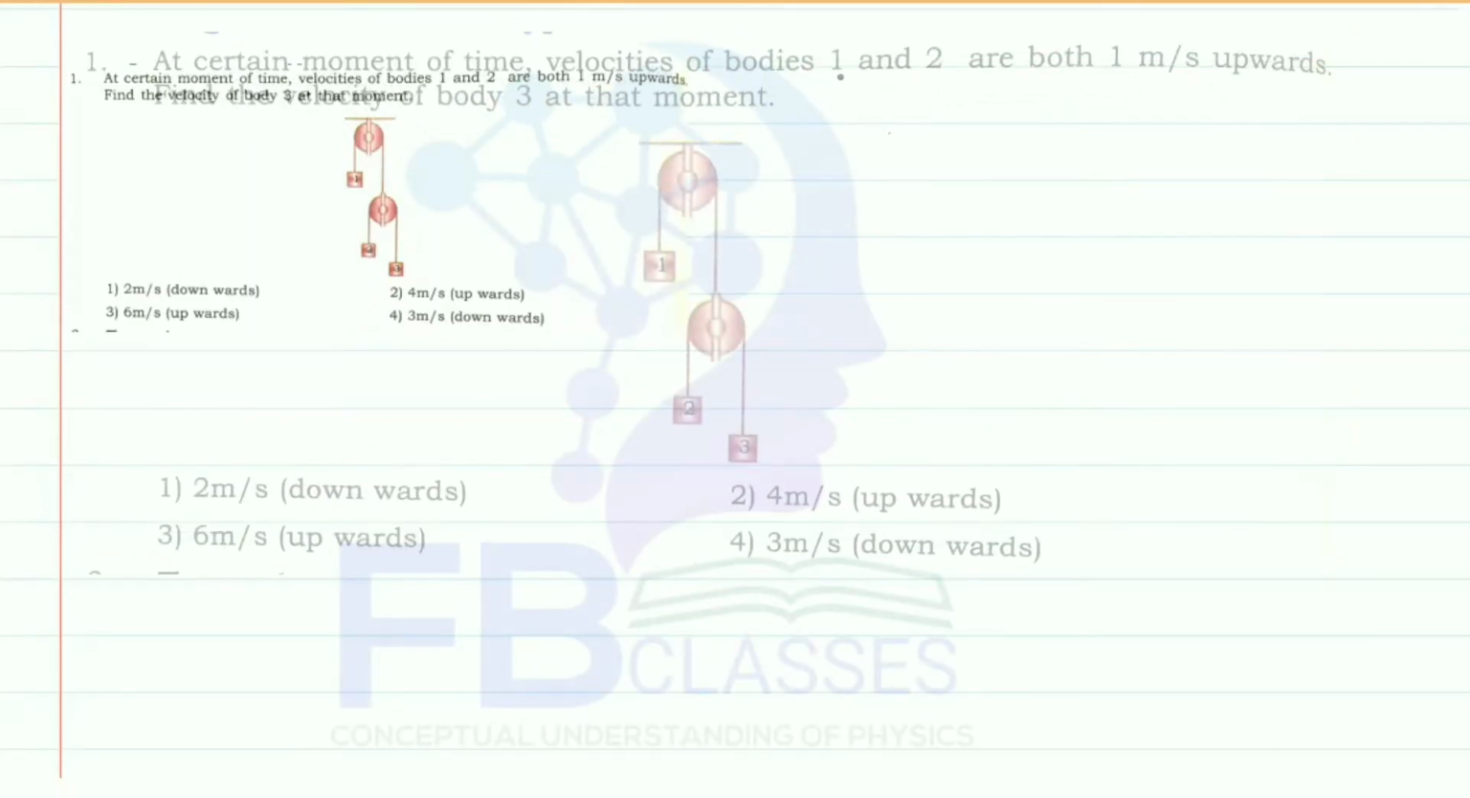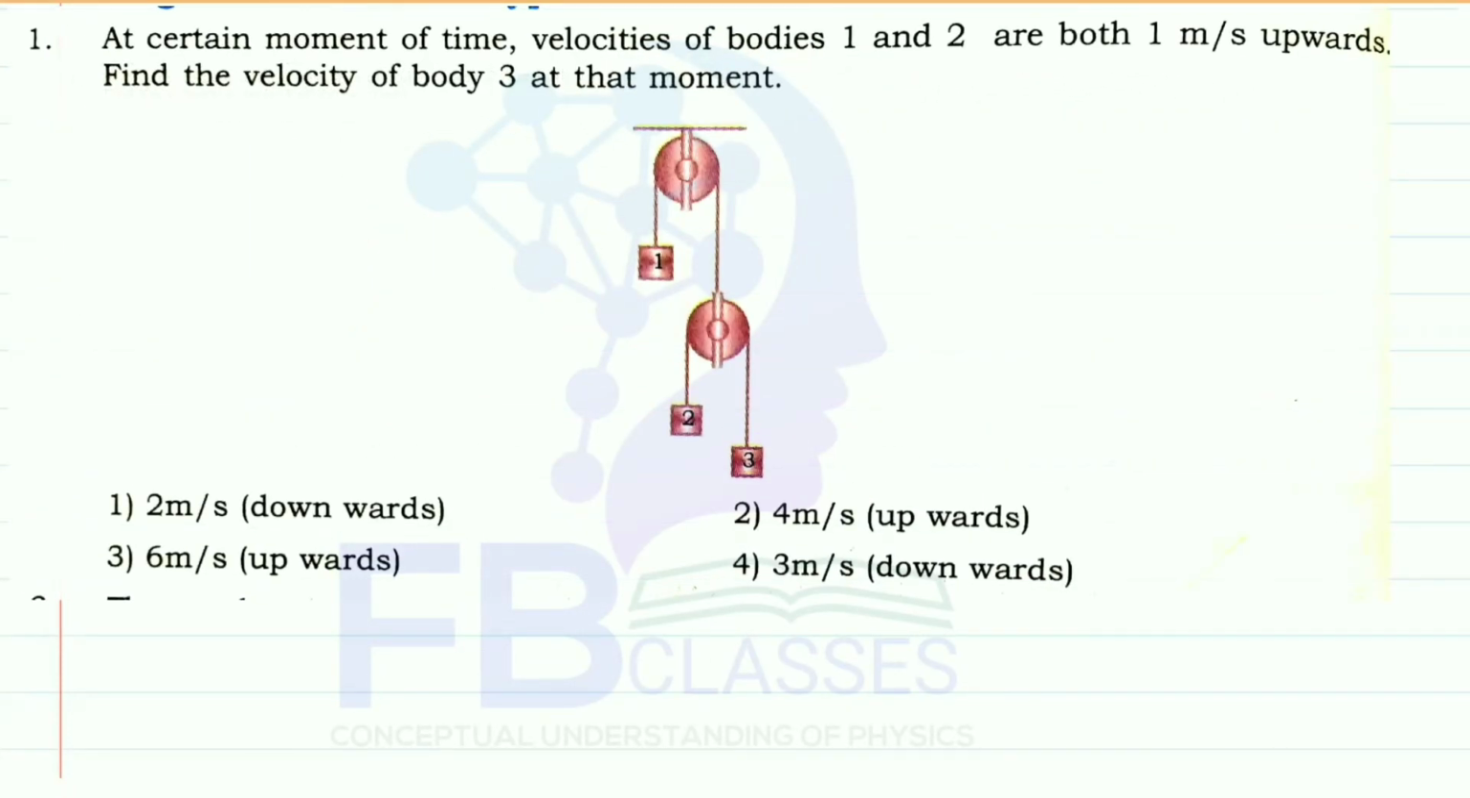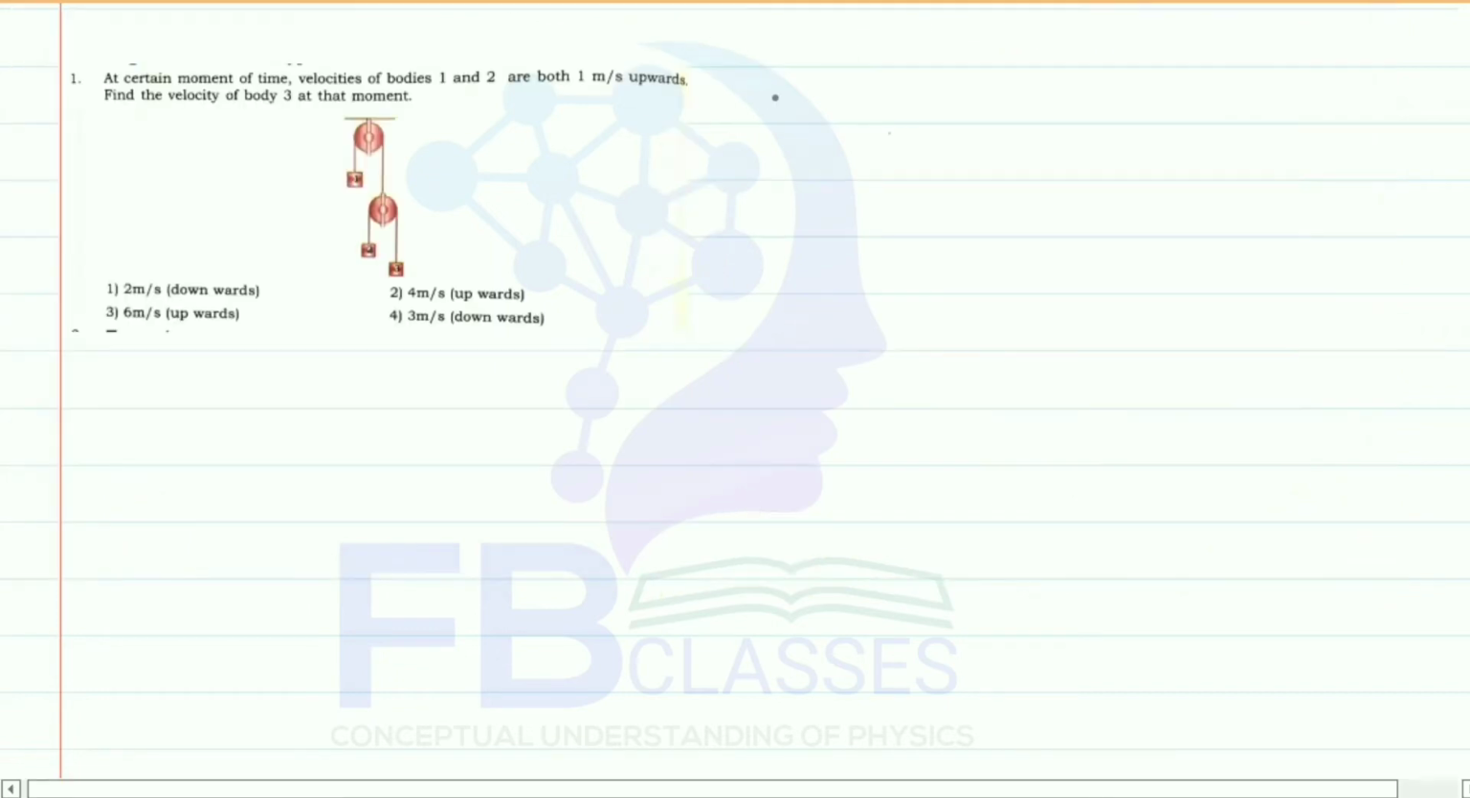Dear students, I am going to read the question. At a certain moment of time, velocities of bodies 1 and 2 are both 1 meter per second in the upward direction. Find the velocity of body 3 at that moment. Options are given: 2 meter per second downward direction, 4 meter per second upward direction, 6 meter per second upward direction, 3 meter per second downward direction.